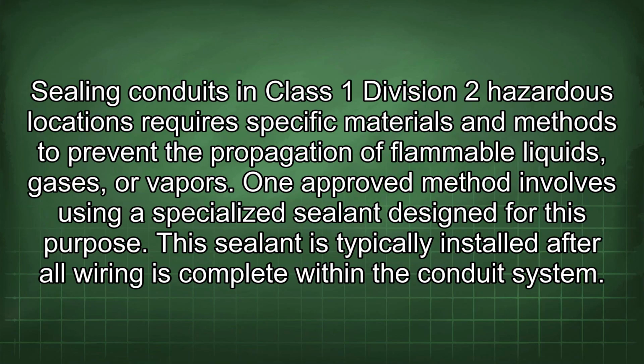Sealing conduits in Class 1 Division 2 hazardous locations require specific materials and methods to prevent the propagation of flammable liquids, gases, or vapors. One approved method involves using a specialized sealant designed for this purpose. This sealant is typically installed after all wiring is complete within the conduit system.